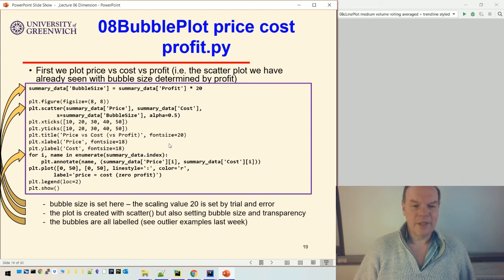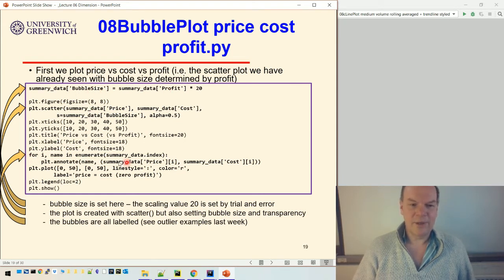I'm also, just to help understand it, labeling the bubbles using the annotate code that we saw, was it last week? I think so, in their outliers. You don't have to do this. That's not part of the bubble plot, but it helps to understand the data. So the bubble plot is essentially just this line of code, but with calculating the bubble sizes.